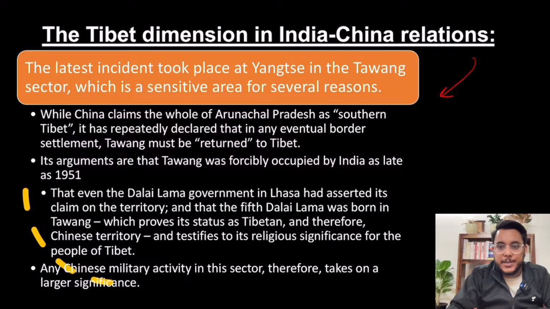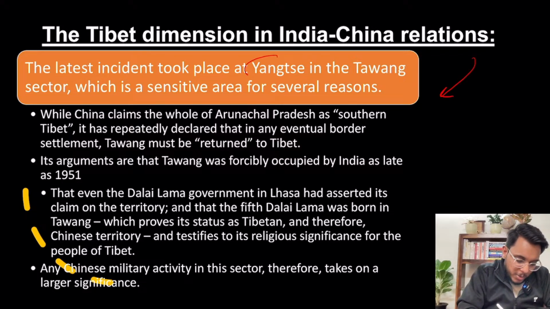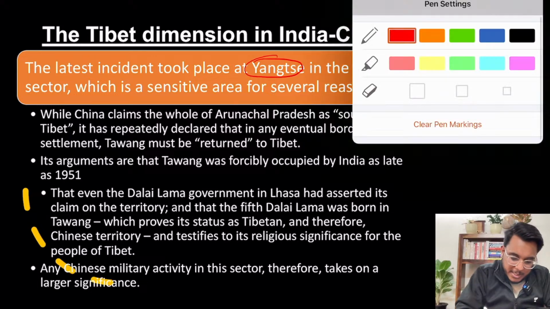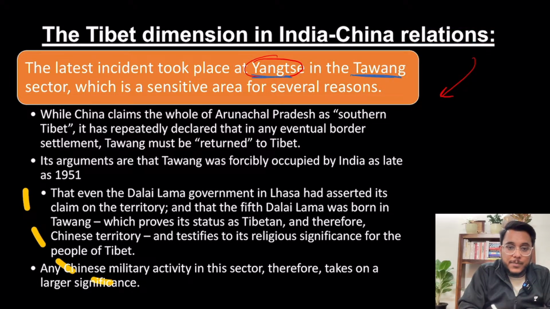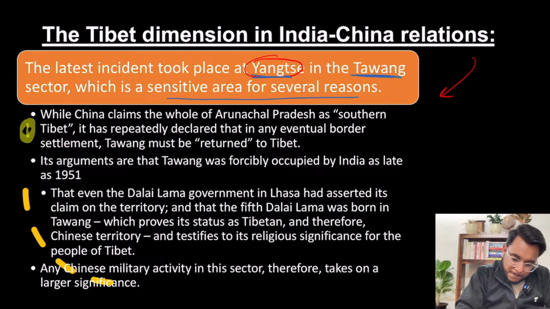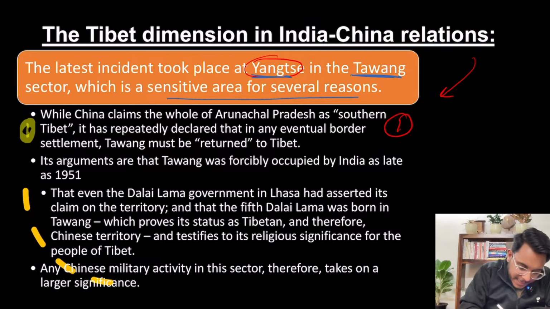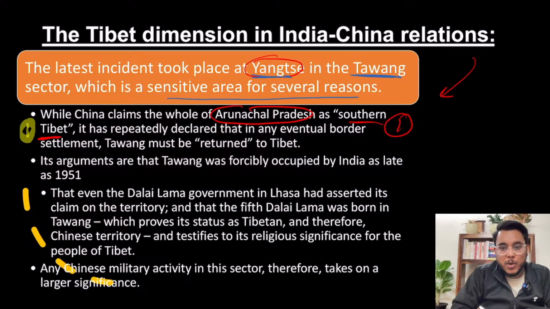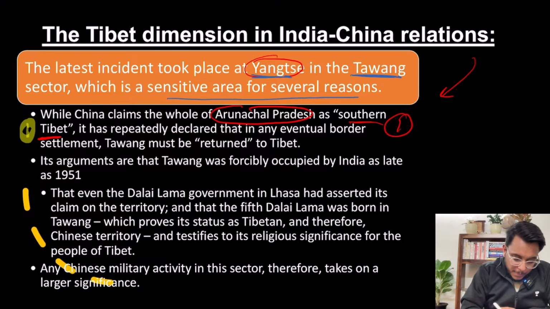So as we talk about this present dispute, it has happened in Yangtze. Now Yangtze is in the Tawang sector. This Yangtze is a very sensitive region and there are multiple reasons for this. What are the reasons? Number one is this: China claims the entire Arunachal Pradesh as part of their southern Tibet. And they have said that Tawang is a core intrinsic part of Tibet and it should be returned to Tibet at every cost.